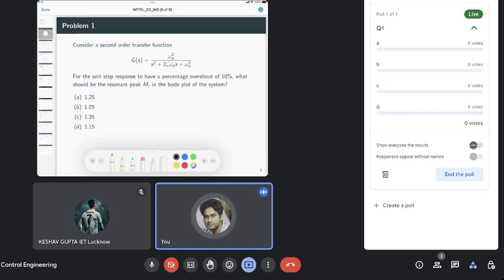You know that this resonant peak formula depends on your damping factor zeta. So you have to first find zeta using the given data, that is the percentage overshoot. Then you can find the resonant peak value.